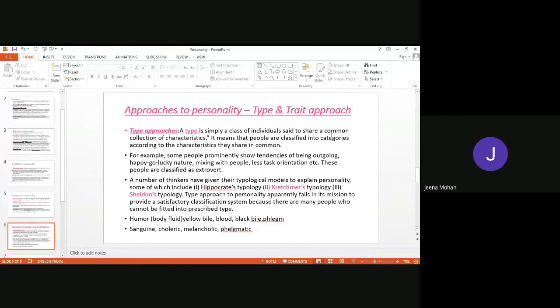And on what basis are they classified? They are classified as a class of individuals who have some common collection of characteristics, because they are classified based on some category or some characteristics. That is, people are classified into categories according to the characteristics they share.